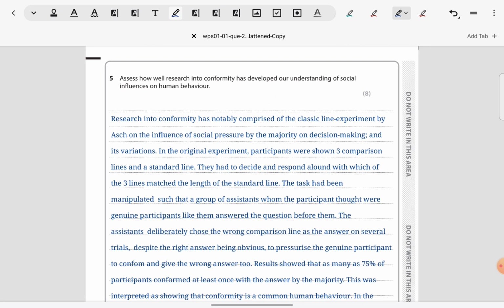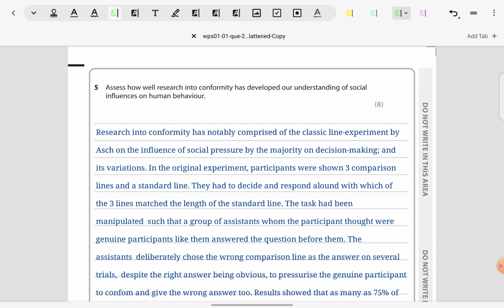Let's quickly look at the last answer. Assess how well research into conformity has developed our understanding of social influences on human behavior. As soon as you see the question for an essay, 8, 12 or 16 marks, immediately become mindful of the distribution of marks. So in an 8 marker, AO1 counts for 4 marks, AO3 counts for 4 marks, same as your GCSE distribution of marks.